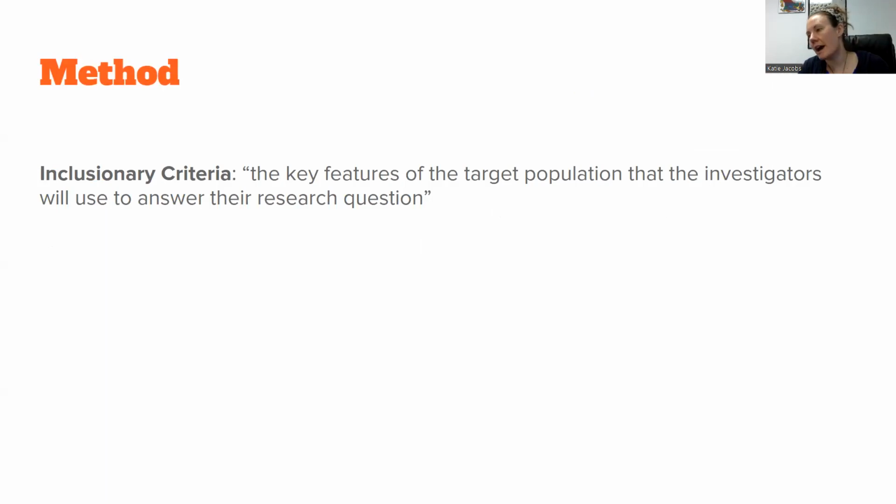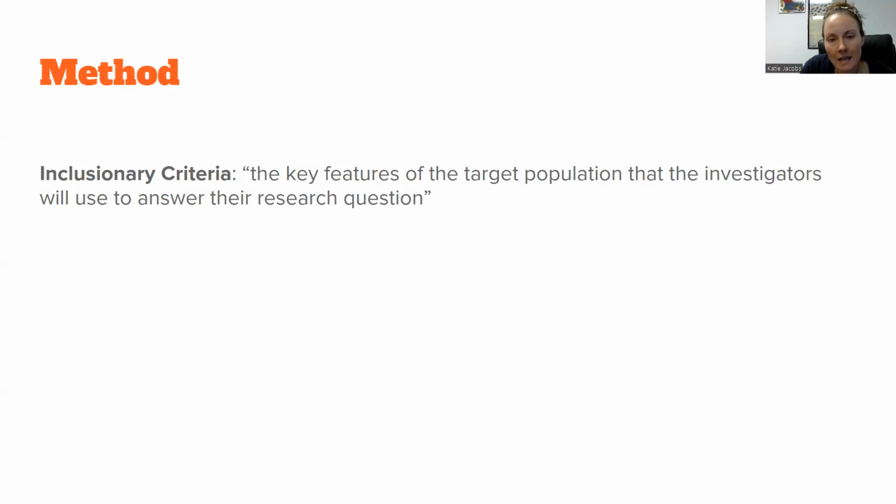When we're doing these studies, we're going to have a method section, and within our method section, we're going to have different subsections that we're learning about. We'll have a participant subsection, a procedures subsection, a measures subsection. But in our participant section, we're going to talk about our inclusionary criteria for our study. These are key features of the target population that the investigators will use to answer the research questions.